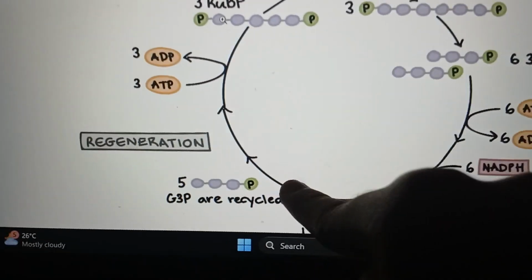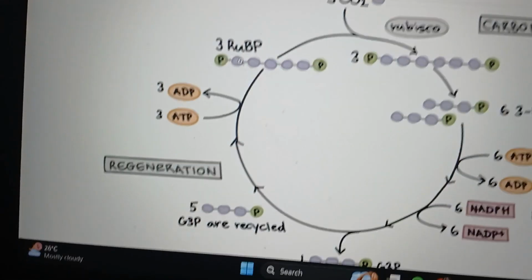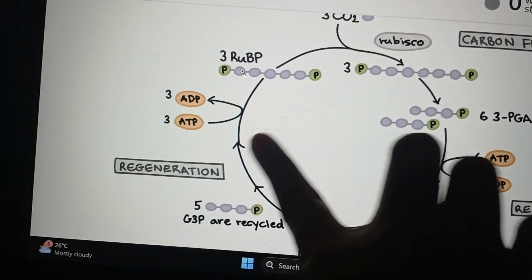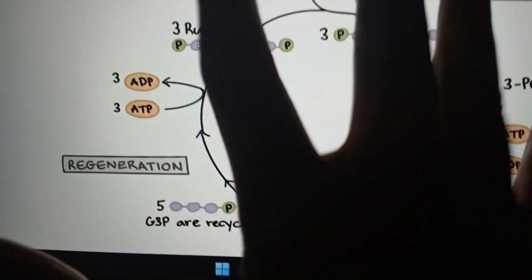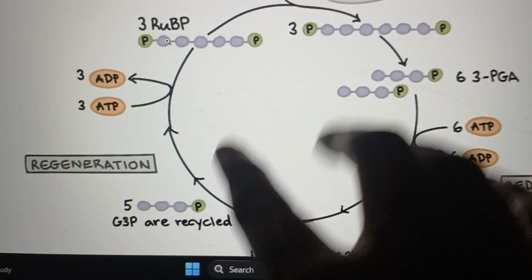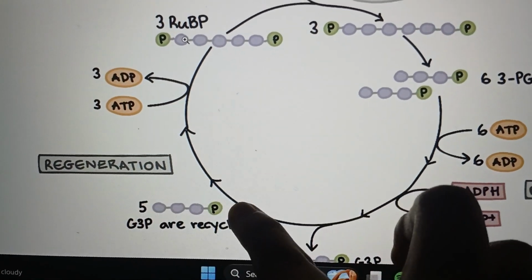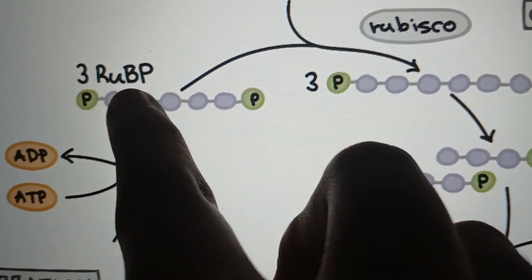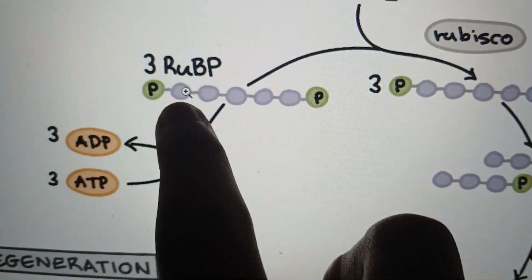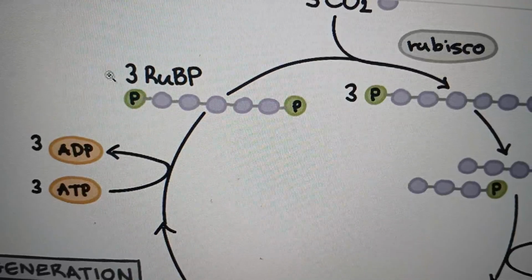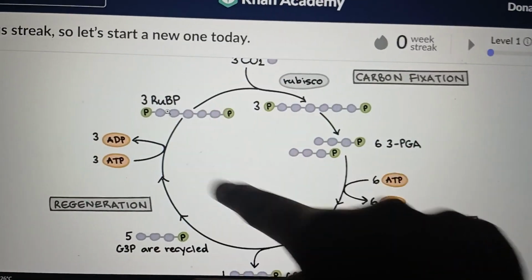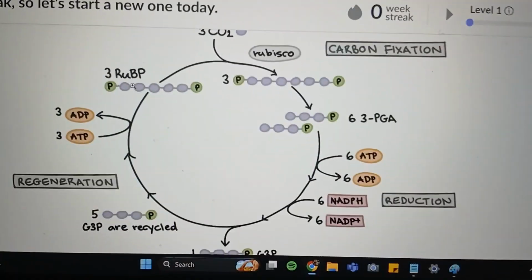We just rearrange them. With this G3P, something else will happen in here, which I will leave to you guys, but by the numbers, you would see 5 times 3 is 15, and we will just rearrange it, like reverse it, so these will be the 5 carbons, and then it would become the 3 RuBP. So you would see that the carbons have become 5, and these are 3 RuBP, and then the cycle goes on. Thank you.